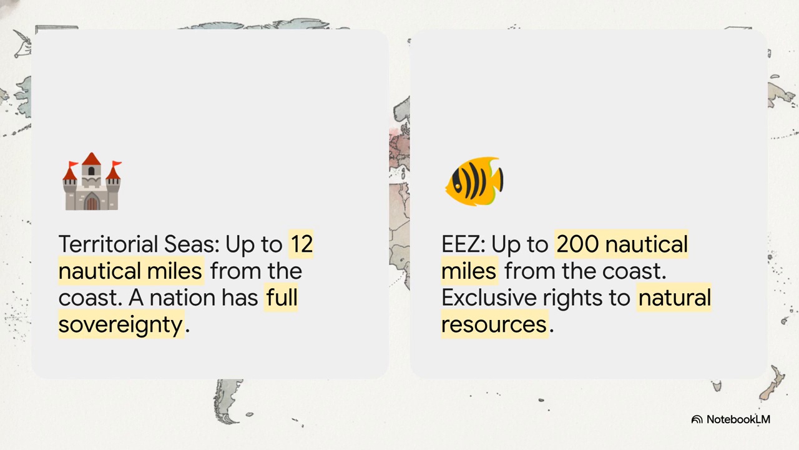The first 12 nautical miles from shore are a country's territorial seas. Think of this as a country's watery front yard. It has full sovereignty, its laws apply just like they do on land. But then you have the exclusive economic zone, the EEZ, which can stretch out for 200 nautical miles. In this massive area, a country doesn't own the water itself, but it has the exclusive right to all the resources in it. Every single fish, every barrel of oil, it's all theirs.